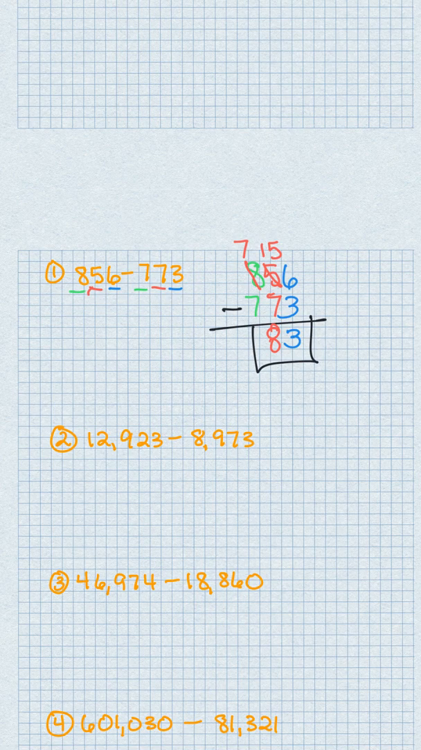Once again, lining up your numbers. So this time I am going to just do it straight across. It's most helpful if the numbers are on top of each other. So I'm going to just use these same numbers that I already have written here, but write the 8,973 right below it. 3 subtract 3 is 0.